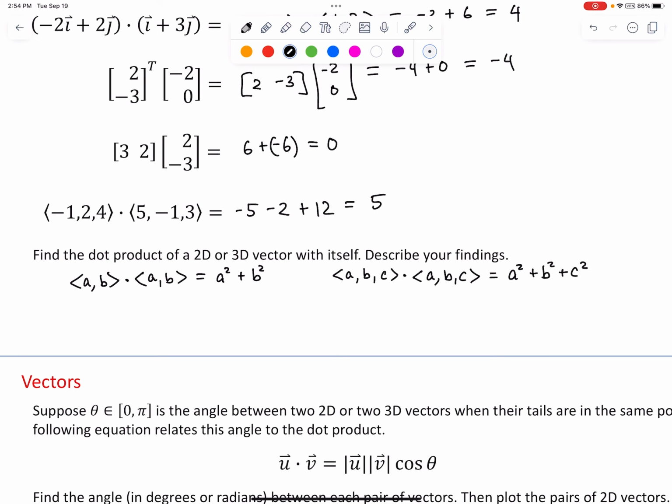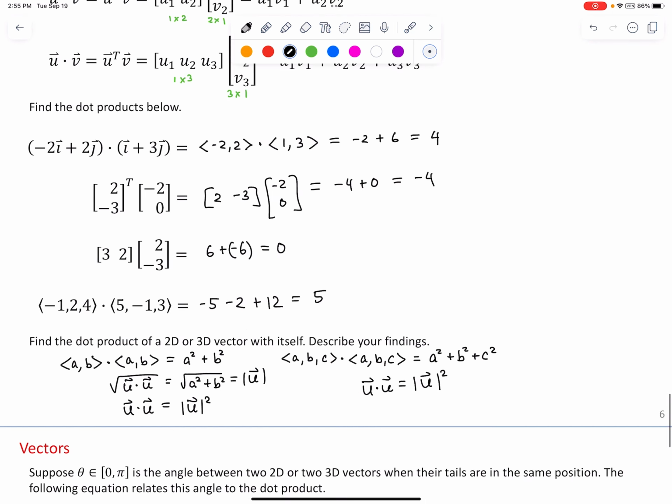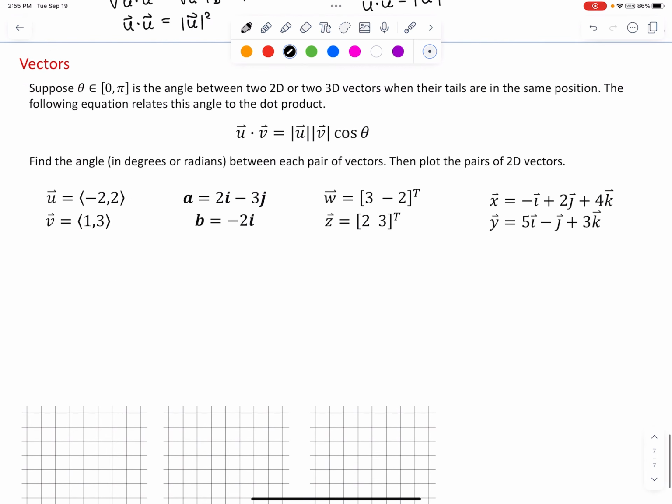In the following way, I could square root both sides. So the square root of a vector's dot product with itself is equal to the square root of the sum of the squares of its components. Well, that is simply its magnitude. So I could then square both sides and say the following statement: a dot product of a vector with itself will always equal the square of its magnitude. The same thing is true in this three-dimensional case. The dot product of a vector with itself will be equal to the square of its magnitude. Okay, let's go to the last page.